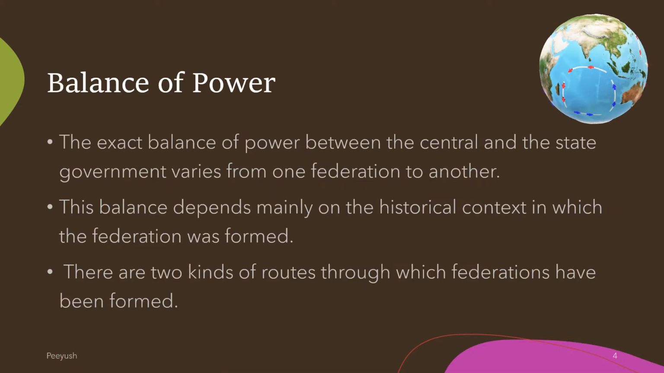We have already studied what exactly federalism is, and there is a different balance of power in different federations. The exact balance of power between the central and the state government varies from one federation to another. It's not the same in all the federations. This balance depends mainly on the historical context in which the federation was formed. It depends a lot on that. That we'll understand further. There are two kinds of routes through which federations have been formed.